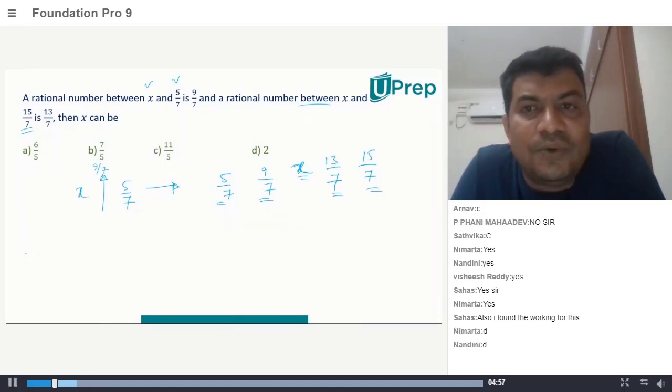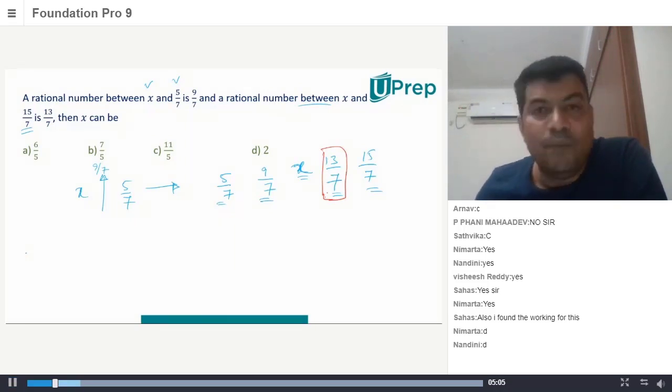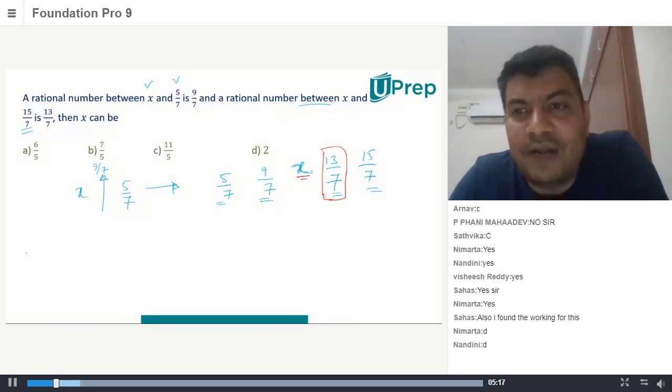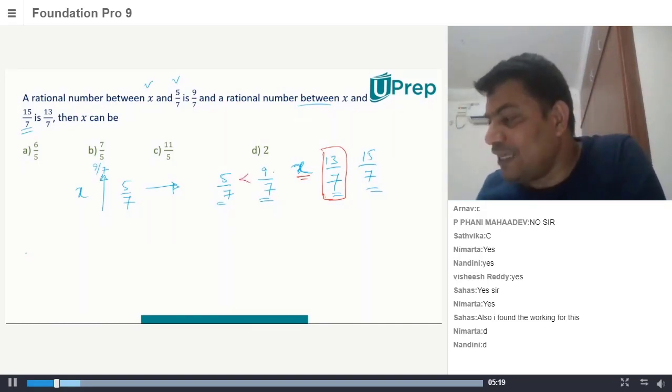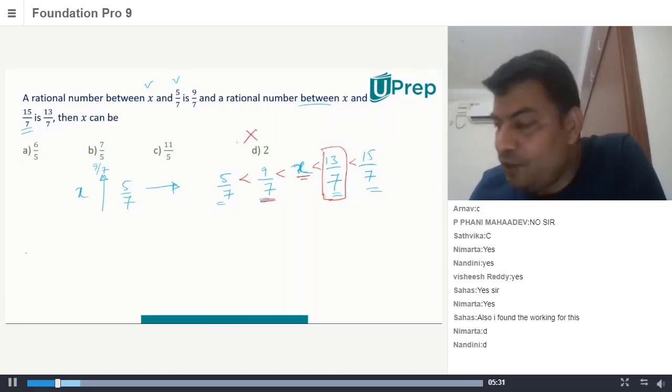Yes, wonderful. D is ruled out because your x is less than 13 by 7. Is 13 by 7 more than 2 or less than 2? Sir, less than 2. Therefore, can I say your x cannot be 2? Because this is how your answers are. Your x should be lying between 9 by 7 and 13 by 7. So it cannot be 2. So 2 is immediately ruled out.